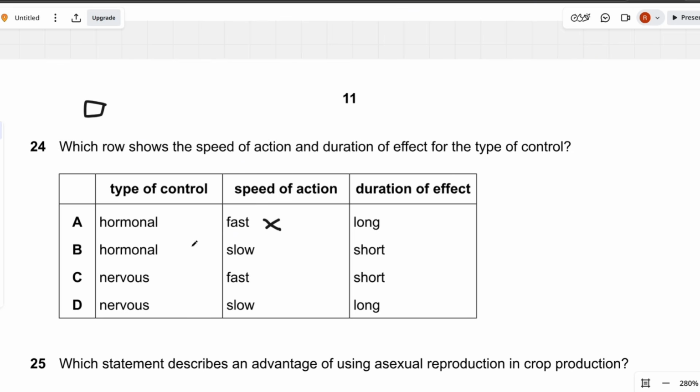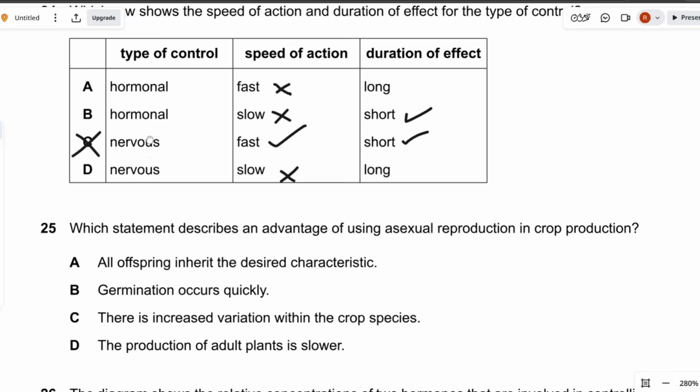Hormonal. Type of control, hormonal. Speed of action, slow. Duration of effect, short. That is incorrect. Although the speed of action is slow, the duration of effect for hormones is actually long, much longer than the nervous effect. Type of control, nervous. Speed of action, fast. That is correct. Duration of effect, short. Yes, that is also correct. Type of control, nervous. Speed of action, slow. No, speed of action is very fast for the nervous response.